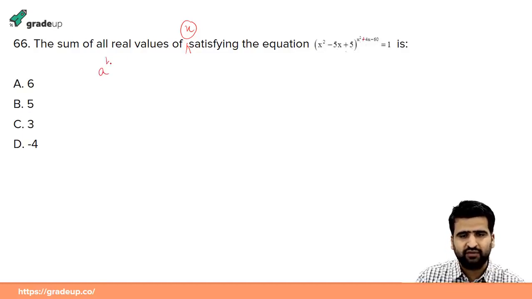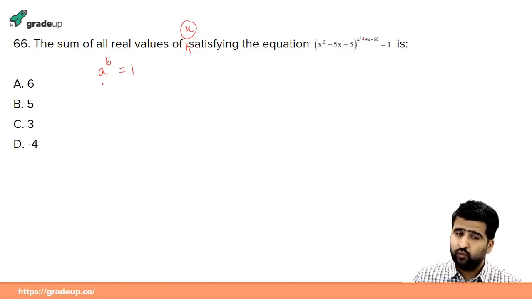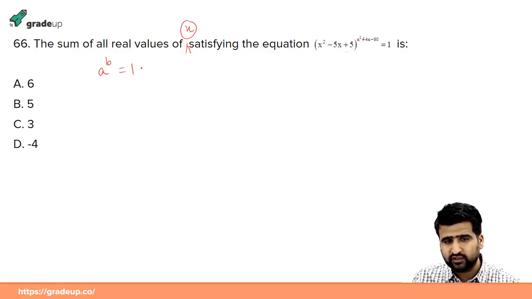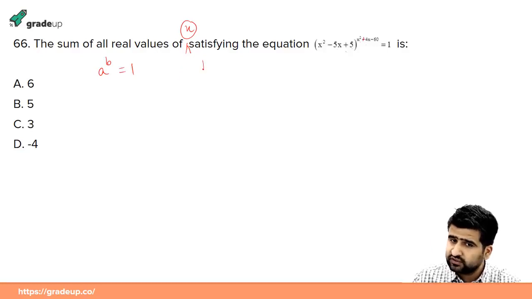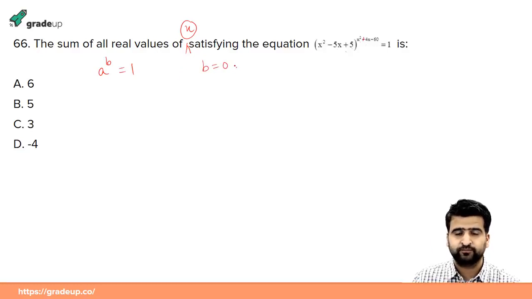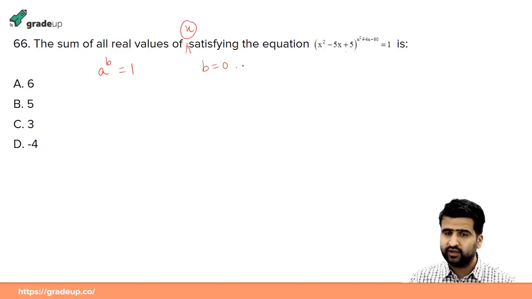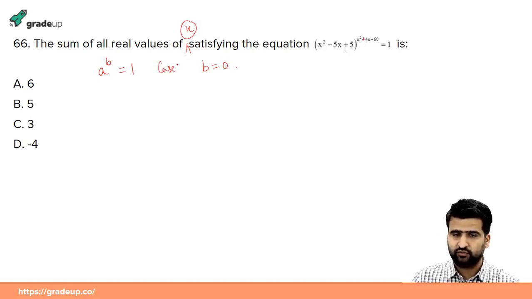So let's say we have a to the power b, and a to the power b is equal to 1. What are the different possibilities with which we can make this quantity equal to 1? The first possibility is that b is equal to 0. Any number to the power 0 is always equal to 1. So this is case 1.